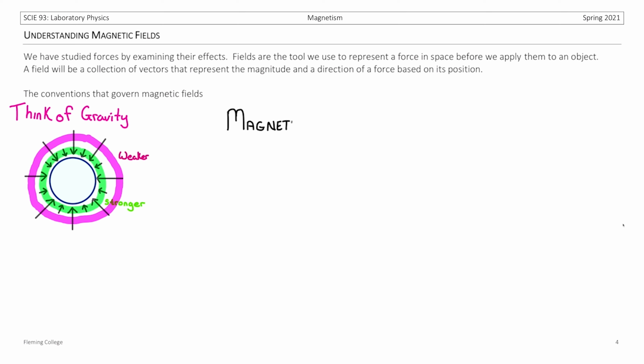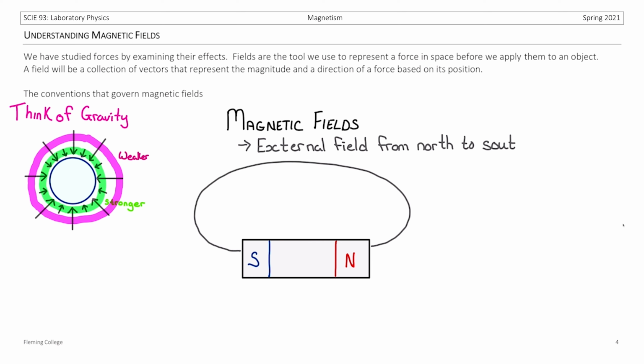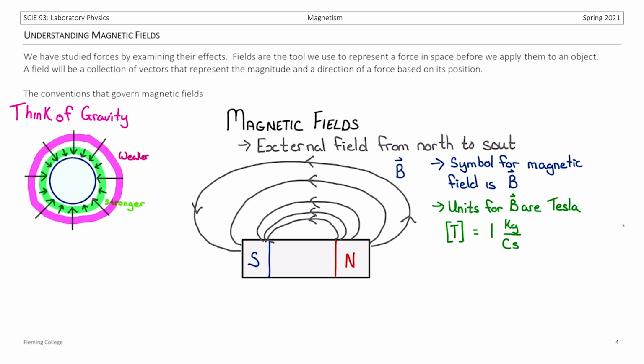Now let's consider magnetic fields. In a magnet with its north and south pole, the magnetic field lines go from north to south. Closer to the magnet, our field lines are closer together, having a higher density, implying a greater magnetic field. And the further away from the magnet, the more spread out those field lines are. We represent the magnetic field with the symbol B. The units for magnetic fields are Tesla. 1 Tesla is equal to 1 kilogram per coulomb per second.